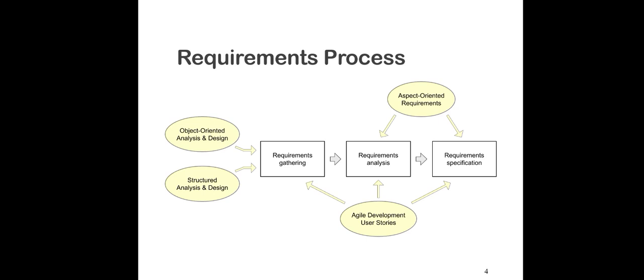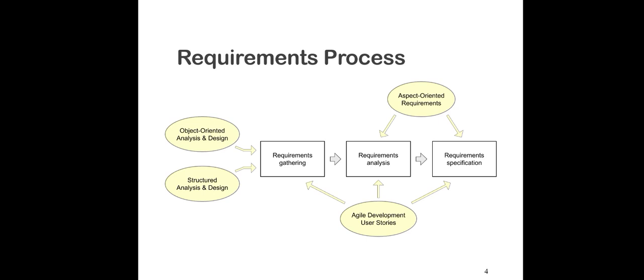Next is requirement analysis. Study the collected requirements, identify missing details, conflicts, priorities and constraints. Break big requirements into smaller and cleaner ones. Third is requirement specification. This is the final step. It documents all requirements clearly and systematically. The output is the software requirements specification document.